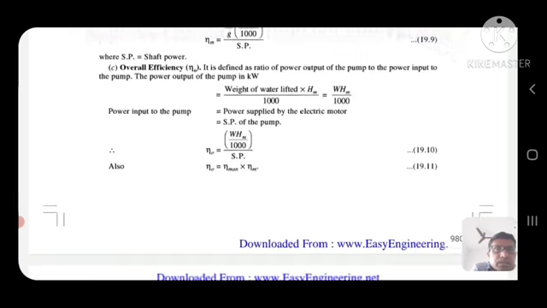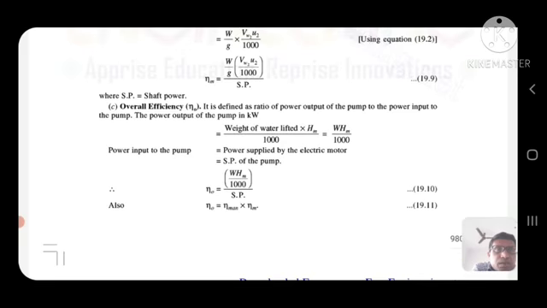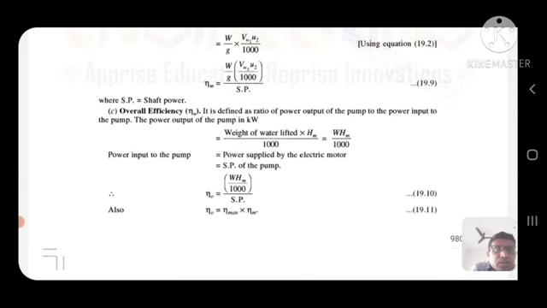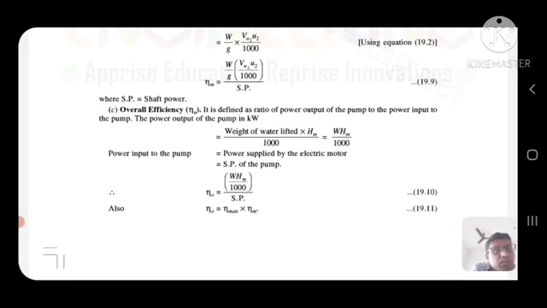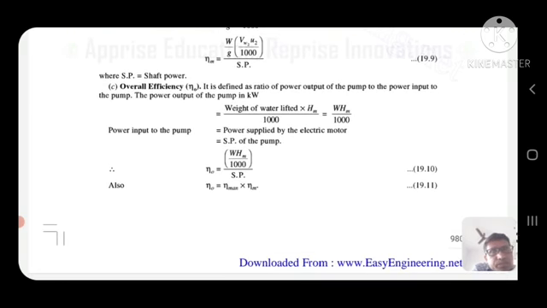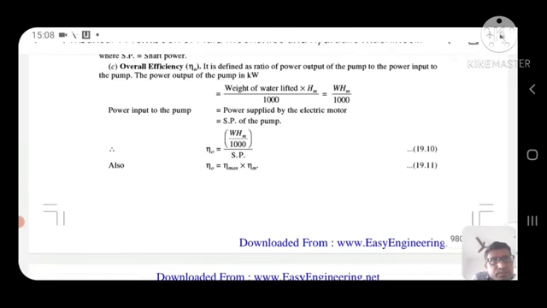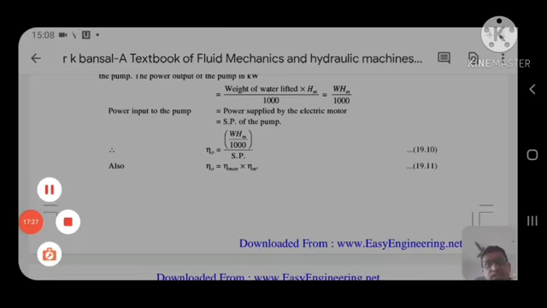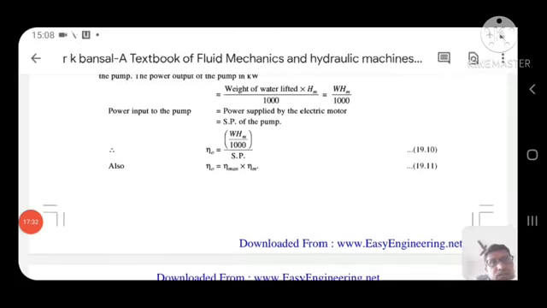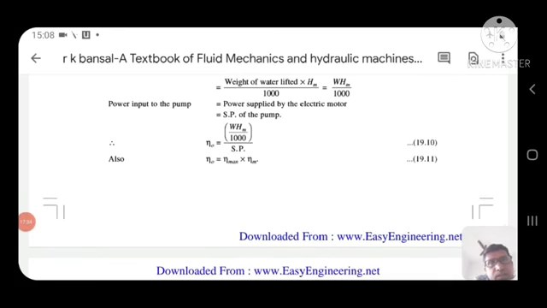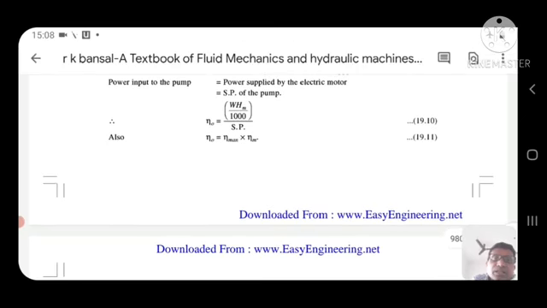So W by g, Vw2 U2 by 1000 divided by SP. Overall efficiency is defined as the ratio of power output of the pump to the power input to the pump. The power output of the pump in kilowatt is equal to W HM by 1000. The power input to the pump, the power supplied by the electric motor, is SP of the pump. So eta o is W HM by 1000 over SP, that is eta manometric into eta m.